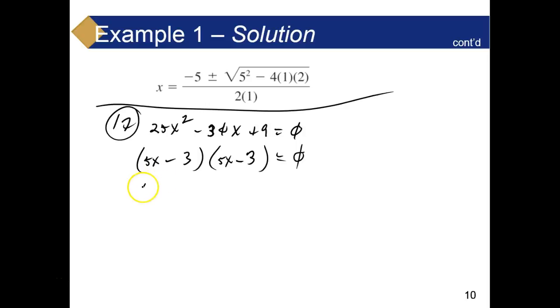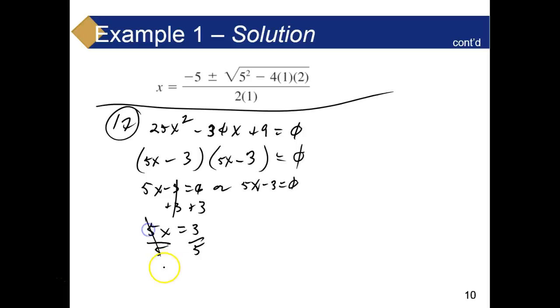Either 5x minus 3 is equal to 0, or 5x minus 3 is equal to 0. Guess what? They're going to be the same, right? They're identical. So let's just solve one of them. How would you do that? Add 3 to both sides. Say again. Okay. 5x equal 3. Divide by 5, and you get x equal 3/5.